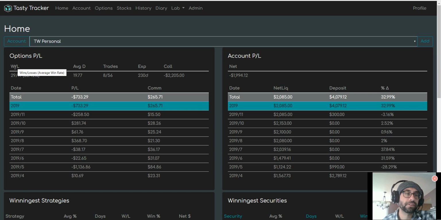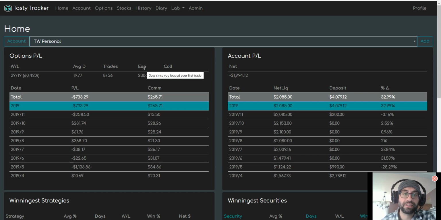So first up I have listed the wins and losses, and that's 29 wins, 19 losses, so that's about 60% on this account. The average day for any position held is about 20 days. I have 8 open trades and 56 total trades, so obviously if you subtract 8 from 56, that's how many I've closed out.